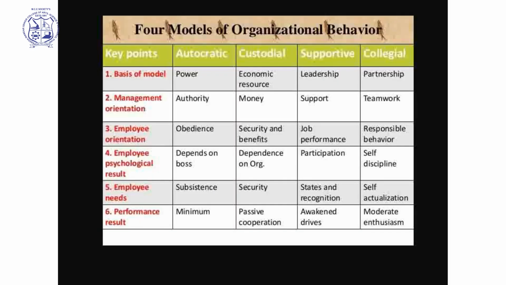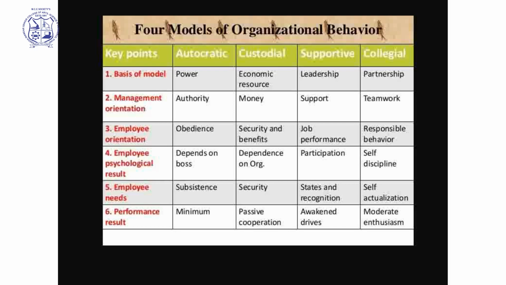Now the next thing which we are going to understand is models of organizational behavior. That's very important to understand. First we will understand what a model is. A model is something by which we can assess an organization, that in this situation, in this style, that organization is working. So there are mainly 4 models: autocratic, custodial, supportive, and collegial model.